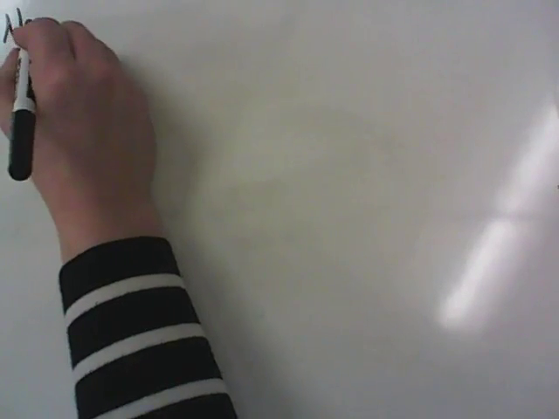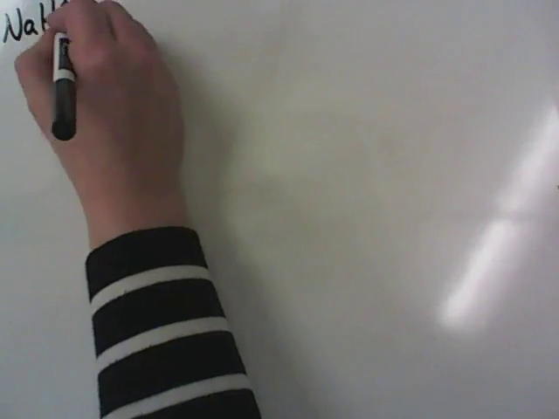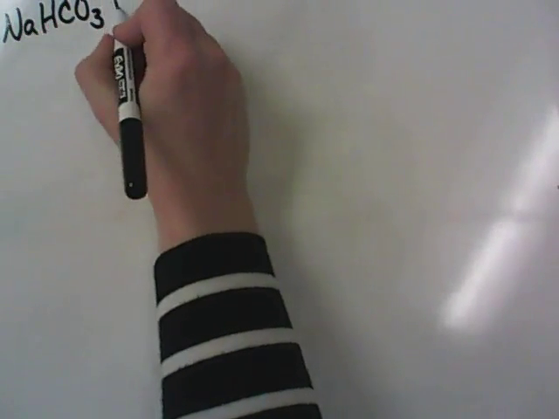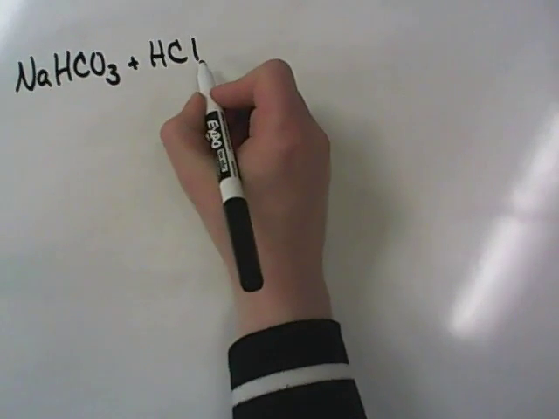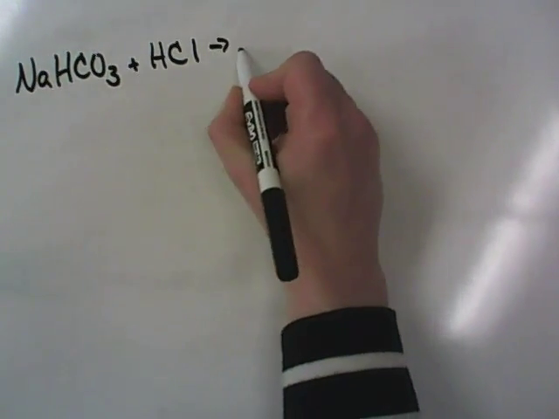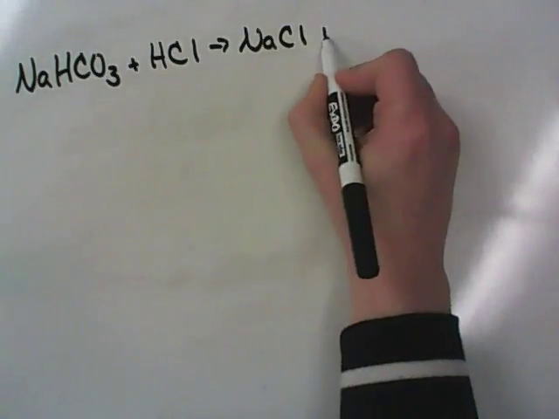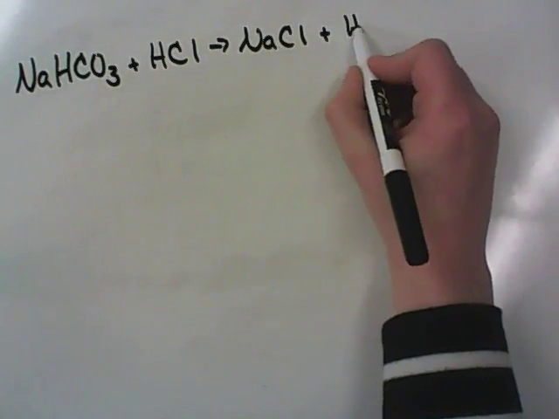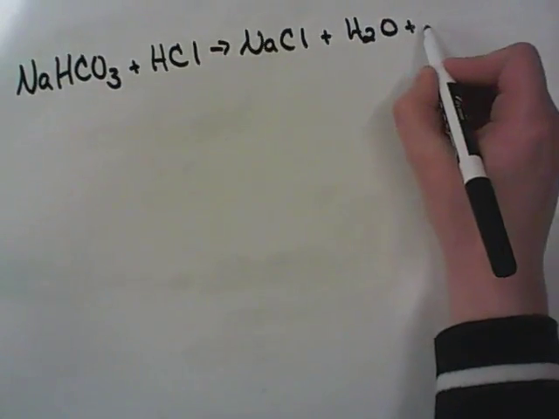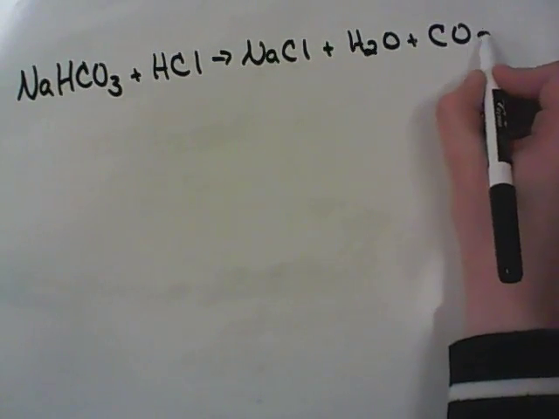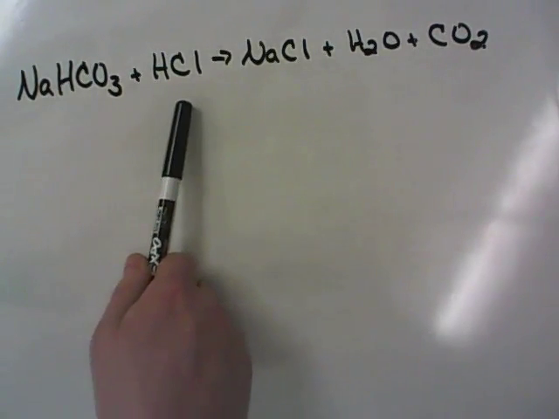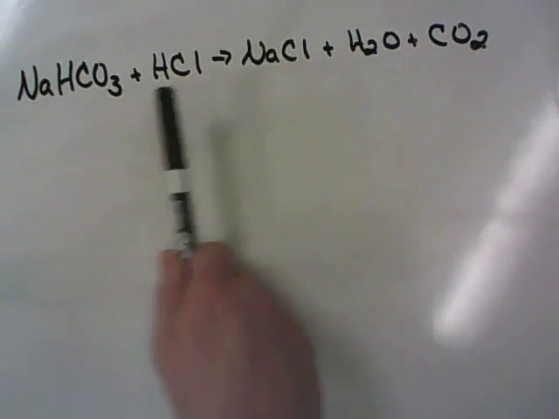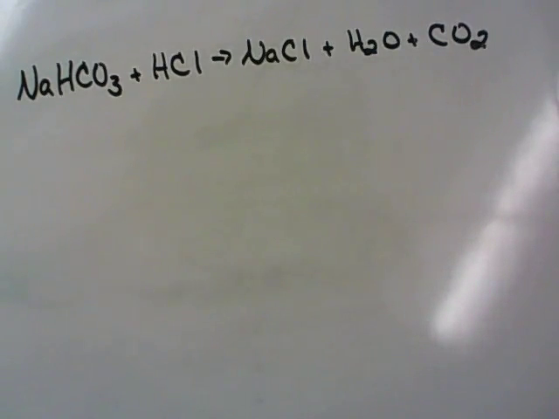All right, so remember our chemical reaction: NaHCO3 plus HCl yields NaCl plus H2O plus CO2. These are going to react in a 1-to-1 mole ratio and produce a 1-to-1-to-1 mole ratio.